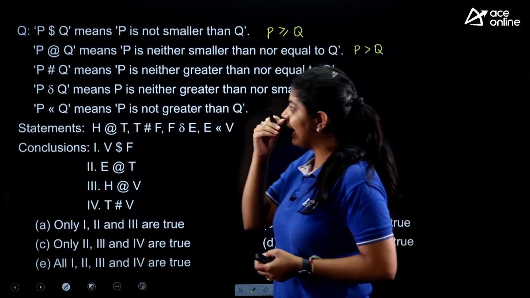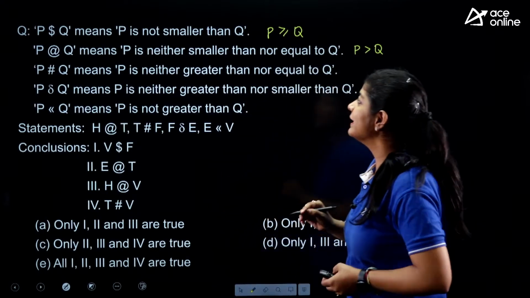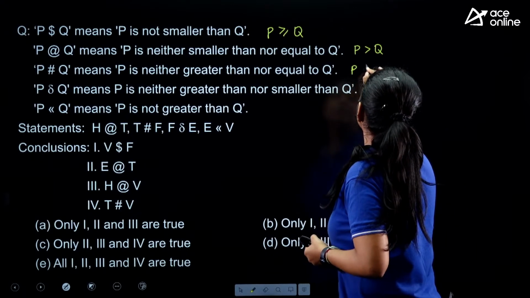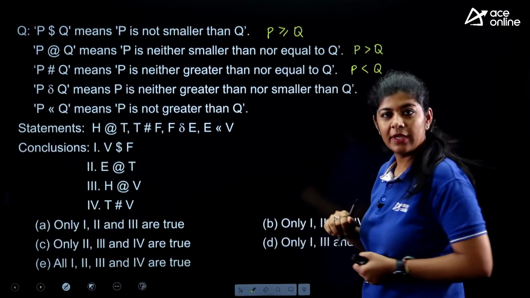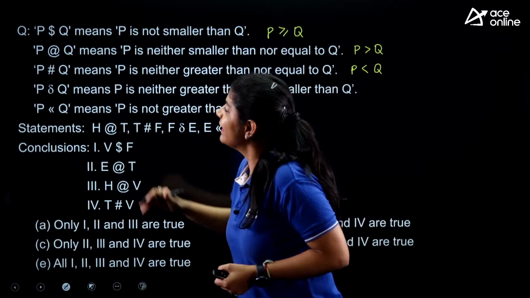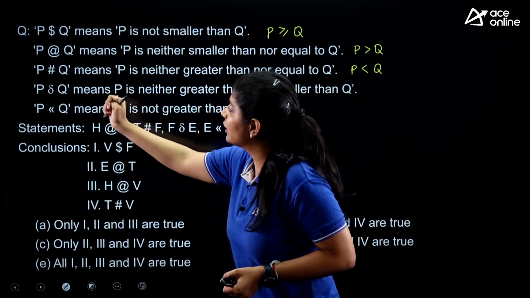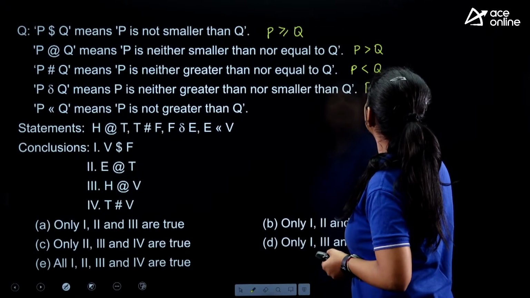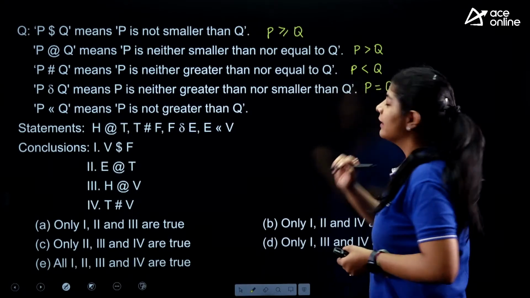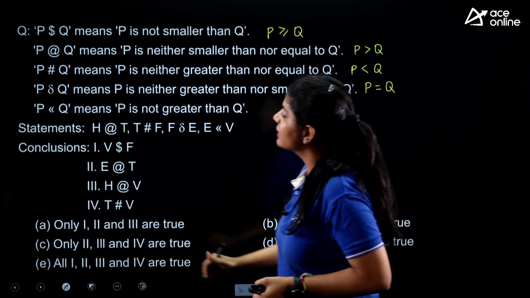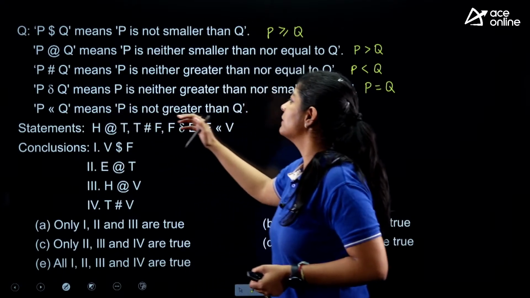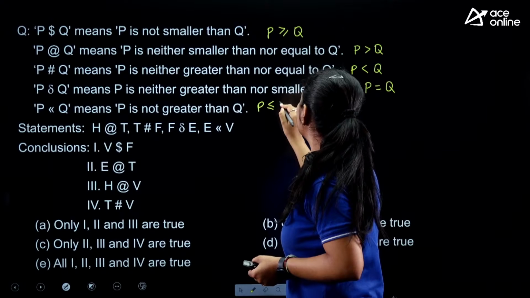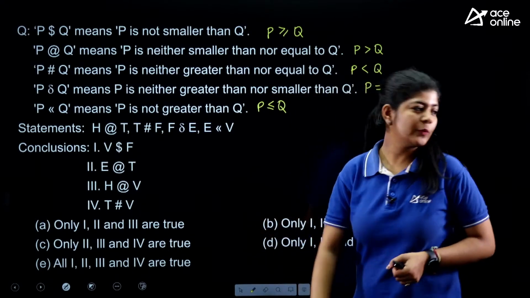Next, P#Q means P is neither greater nor equal to Q. That means P is smaller than Q, right? Next, P gamma Q means P is neither greater nor smaller than Q. That means P is equal to Q, right? The last one is P, this symbol Q, which means P is not greater than Q. That means P is smaller than or equal to Q. This is what we are having.